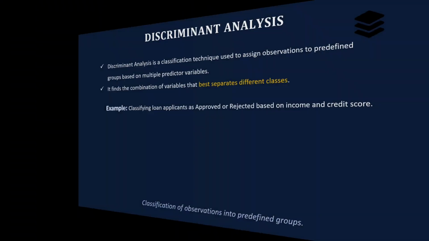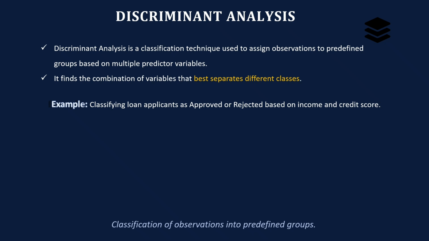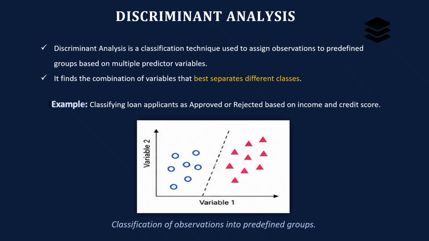So the next one is discriminant analysis. Finally, let's look at discriminant analysis. This is a classification technique. It predicts which predefined group an observation belongs to. It identifies the variables that best distinguish between the different groups. For example, banks can use discriminant analysis to classify loan applicants as approved or rejected based on factors like their income and credit score, and it is widely used for decision making purposes.